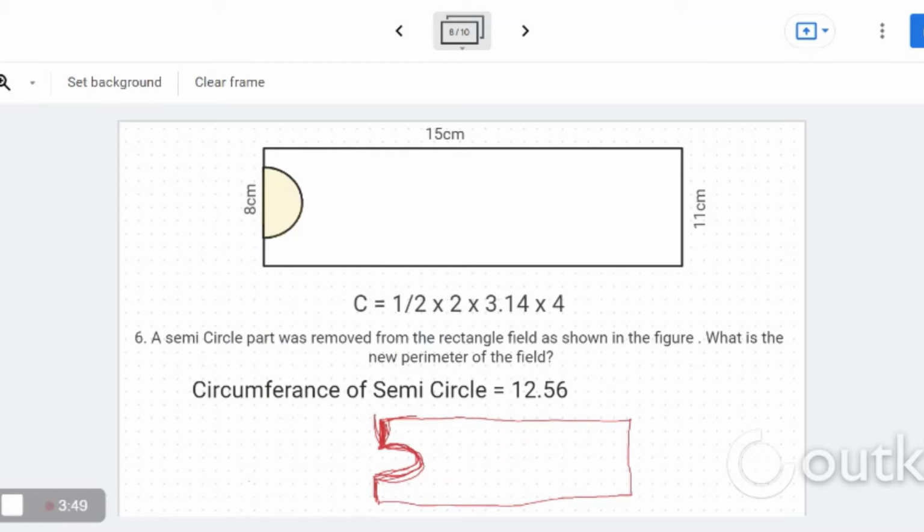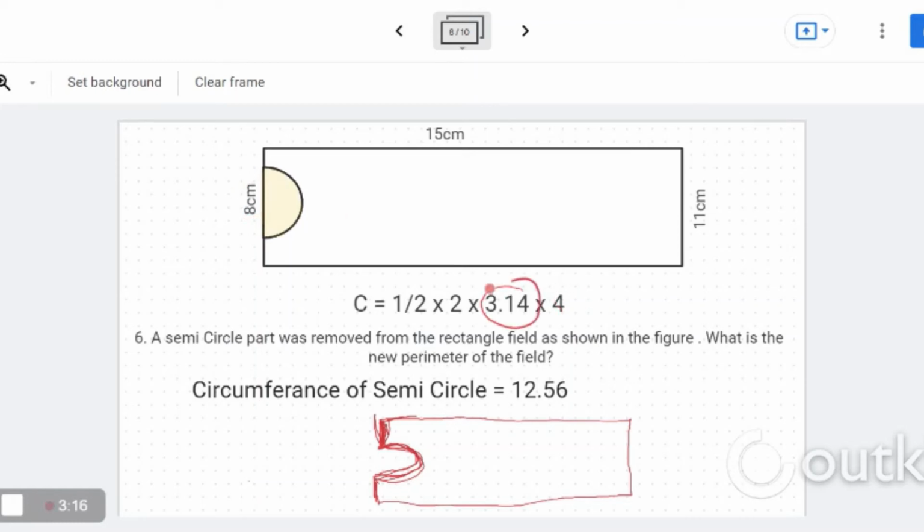Now let me go back. This was 11, this is 15, this is 15, and this cutout portion you first have to take out. How much is the circumference of that semicircle? So this is the formula. The original formula was 2 into pi into r. But here, as you can see, this is the circle and the entire line is the diameter. Half of the diameter is the radius. Here it is given 8, that is the diameter. Radius is half of 8, which is 4.